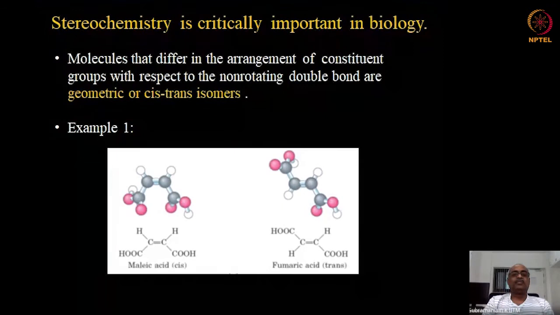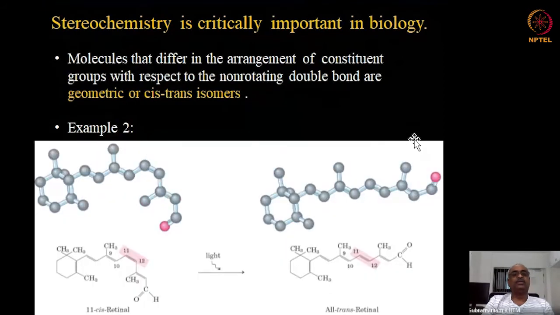So this is what you call geometric or cis-trans isomers. Here the reference is primarily to the double bond, which doesn't allow free rotation. The second one is the chiral carbon, right? We only talked about two. So this is another example of geometric or cis-trans isomers which matters in biology, like retinal.